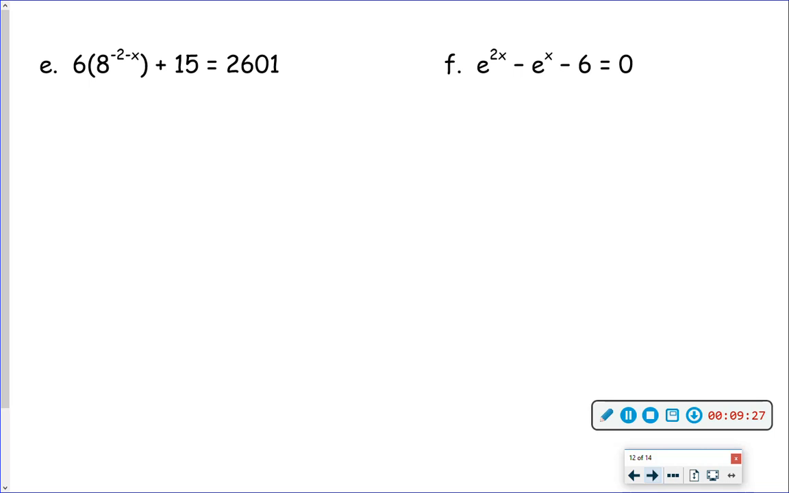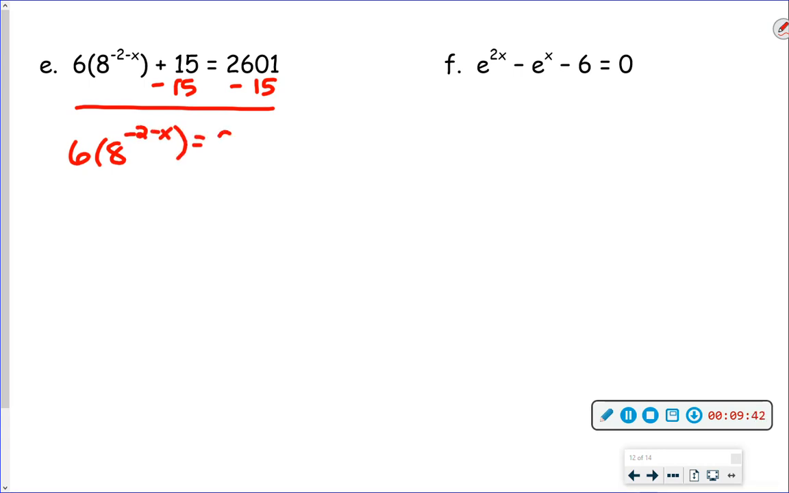All right, same deal. We need to get this exponential, the 8 to the -2 minus x, by itself. So first I'm going to subtract the 15 off. Remember, you cannot multiply the 6 and the 8 together. You would be breaking order of operations. Just like the last one, I'm going to get rid of the 6 and divide it. 2,586 divided by 6, 431.